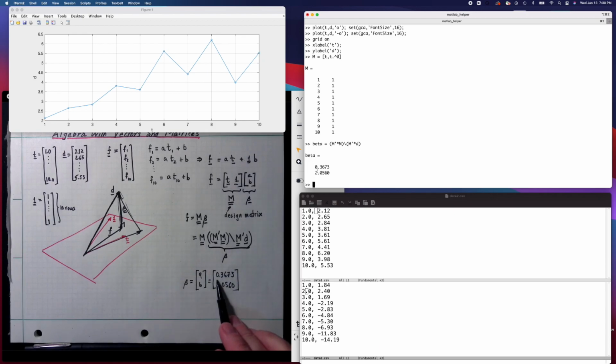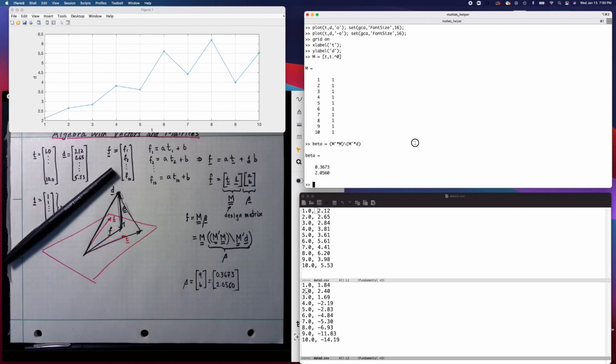So this is a. Remember, a is the slope of the trend, so it's a positive number. And sure enough, if we look at the data, it's an increasing trend. And b, the value is 2.0, and b corresponds to the value of d, or the height, at time t0, and it's very close to 2, so that seems reasonable also. Maybe we should try to plot it on top of the curve. So we do hold on, and F, remember, is equal to M times beta. So I've generated F, and now we'll plot it. Plot T, F, and this one I will plot in red, so we can compare the two.